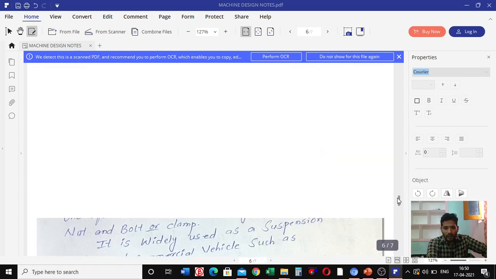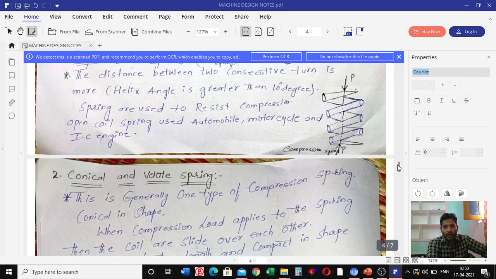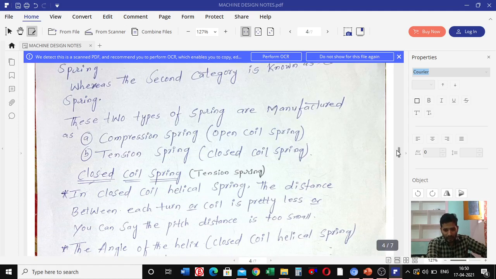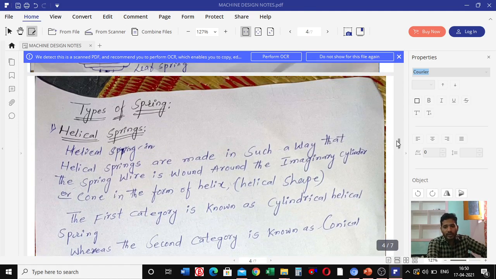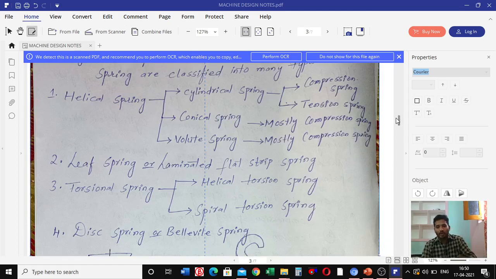So this is the conclusion of our topic. In the next topics, we are going to discuss types of springs. If you have doubts, I will repeat the classification of springs. Helical springs are broadly classified into three types. The first one is the cylindrical spring. Cylindrical springs are broadly classified into two types: the compression spring and the tension spring. Conical springs are mostly compression springs. Varied springs are also mostly compression springs.